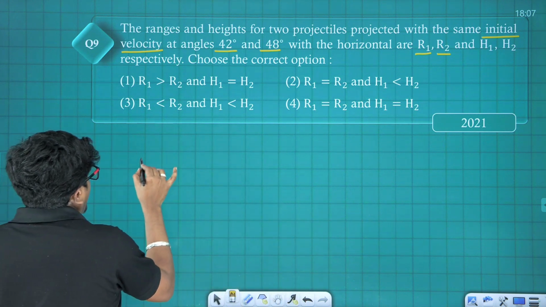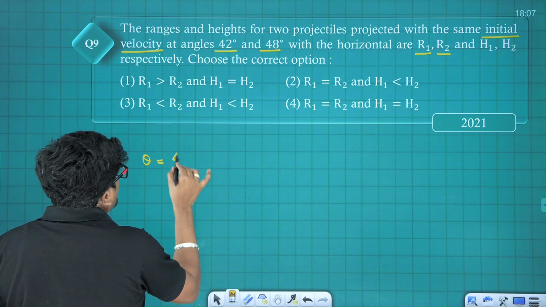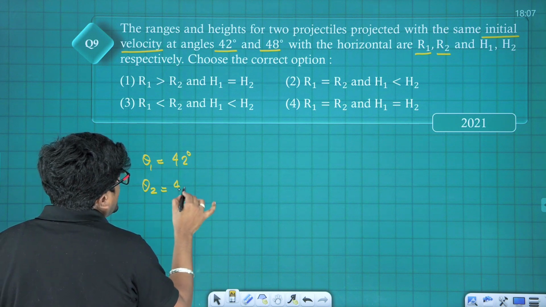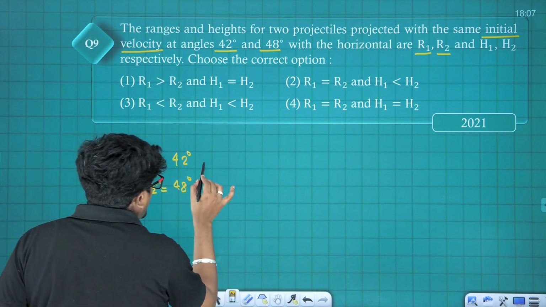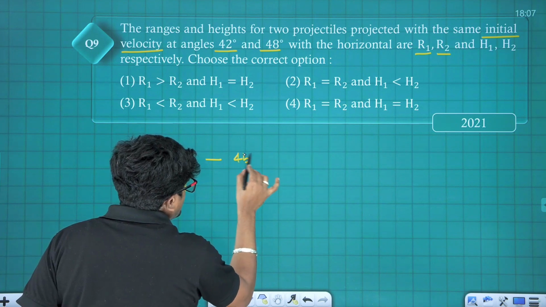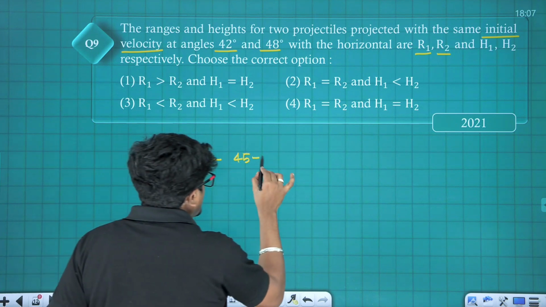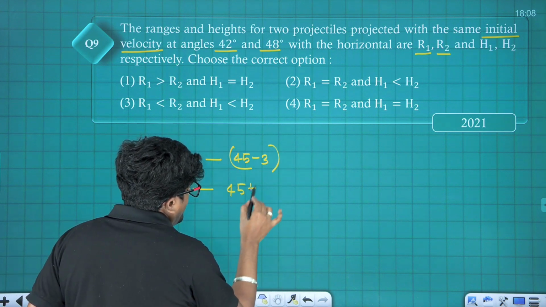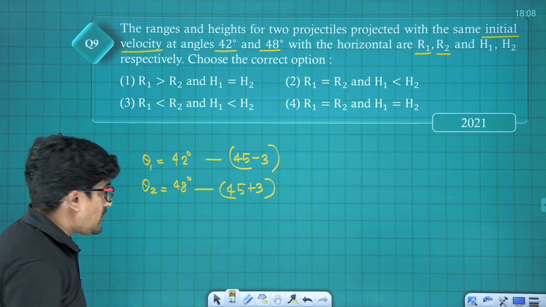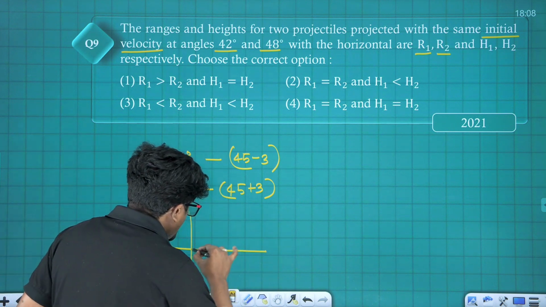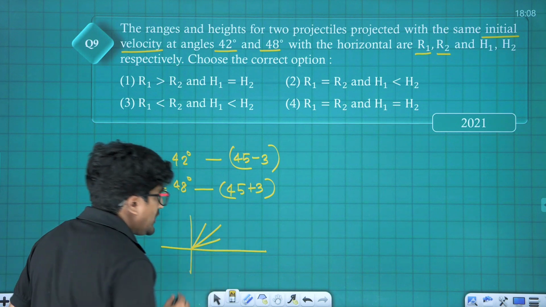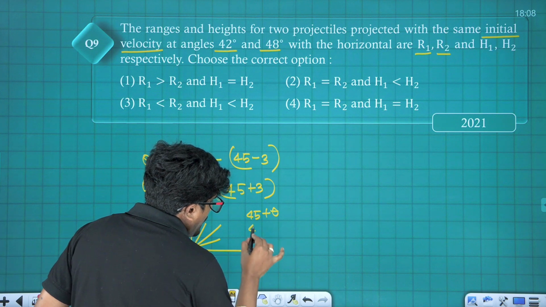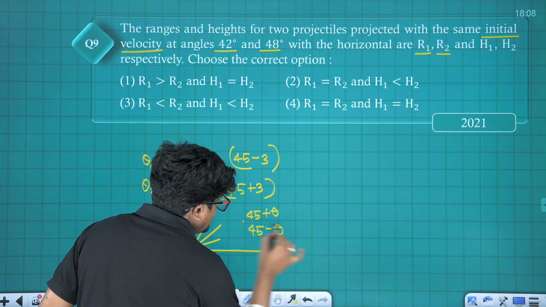Here you must understand the angle of projection theta 1 is equal to 42 degrees and theta 2 is equal to 48 degrees. This 42 degrees can be marked as 45 minus 3 degrees, and this I can mark as 45 plus 3 degrees. And what is the key concept? If I am having a projection at an angle of 45 plus theta or 45 minus theta, I repeat, 45 plus theta or 45 minus theta.